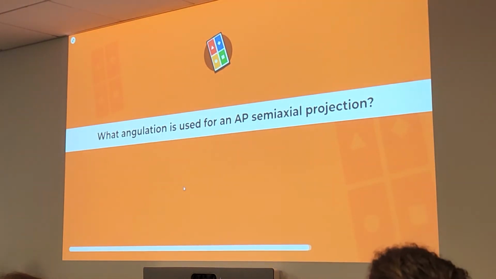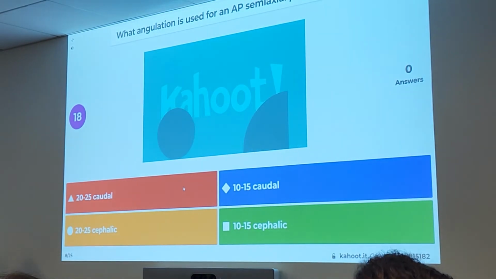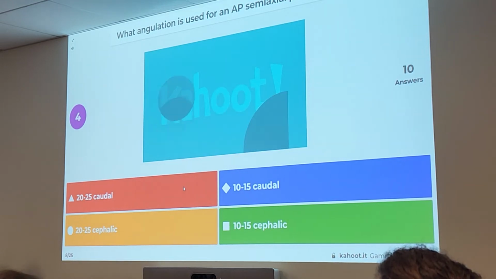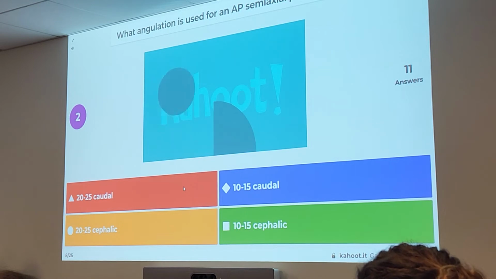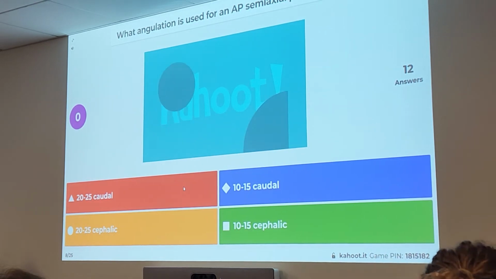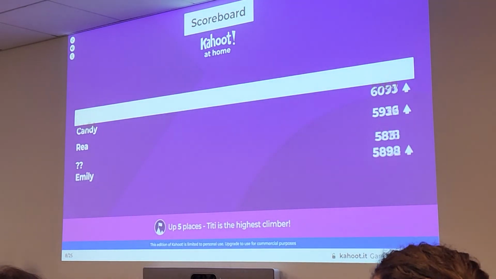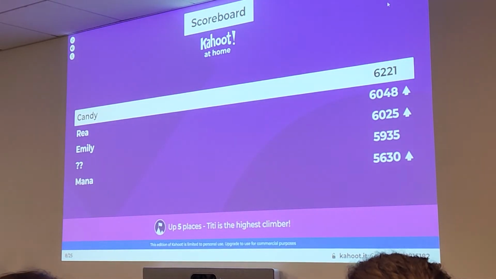What angulation is used for an AP semiaxial projection? We'll talk about this today. It's your alternative to a lordotic. It's 10 to 15 degrees cephalic. Remember, this is done when the patient cannot stand for a normal lordotic. AP semiaxial. Candy takes number 1.